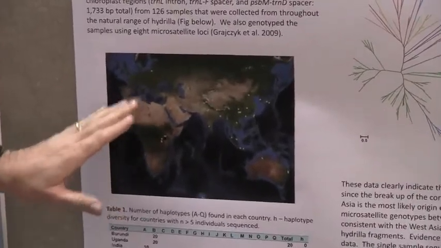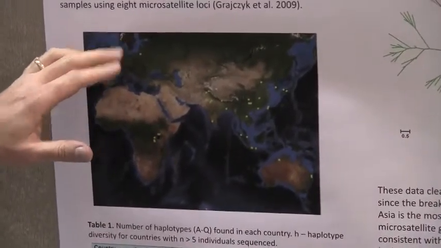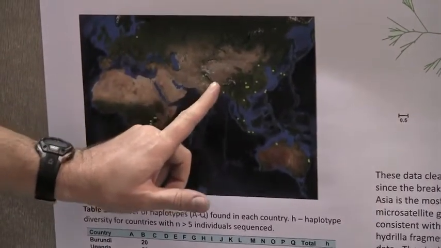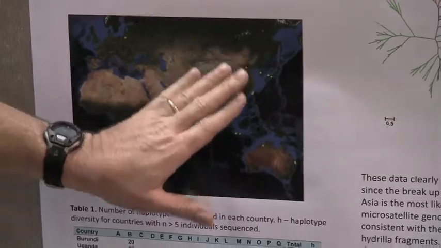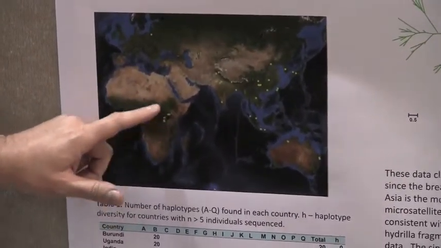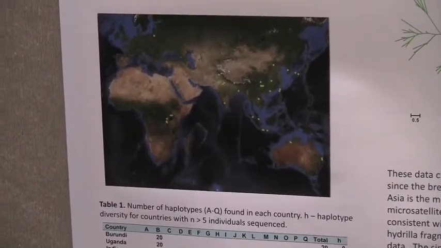There's a disjunct population in northeastern Europe, and then it extends from Iran through India, through Southeast Asia, and throughout the Indo-Pacific. Okay, there's also a disjunct population that occurs just in the East African Great Lakes.